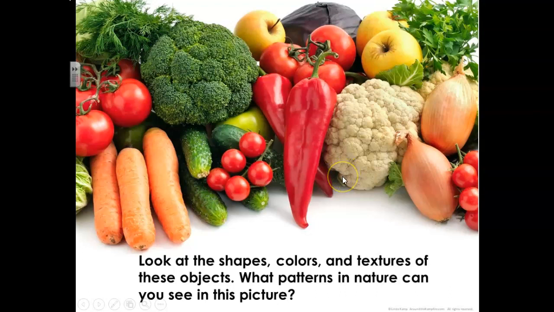All right, so there are lots of different properties in these fruits and vegetables. And we could describe them all using their properties.